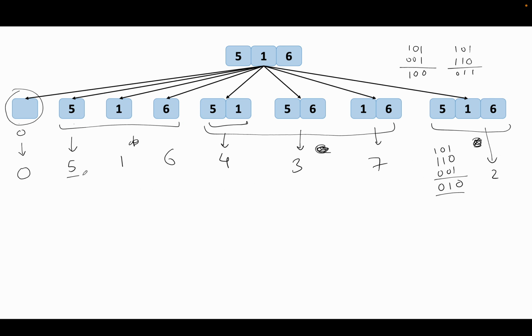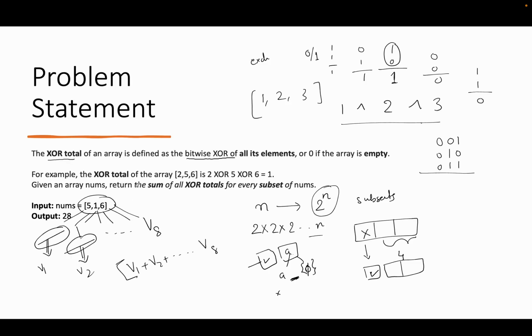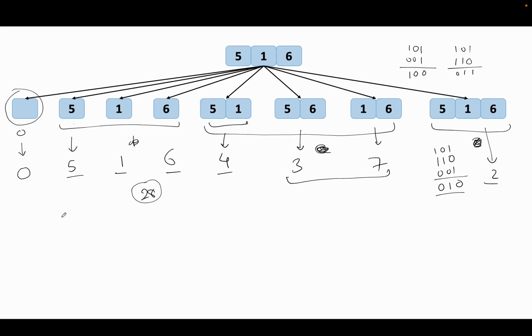So the sum is 5 plus 1, 6, 6, 12, 4, 16, then 10, 26, and 2, 28. So the result should be 28, which is what is given here as the output in the sample. So if you understood the problem now, we can go on to how to solve it.